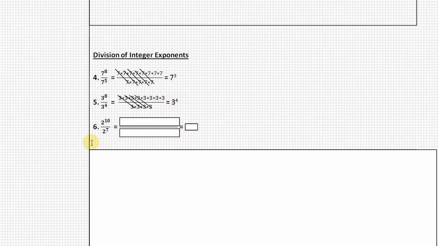Go ahead and try our final example. 2 to the 10th power divided by 2 to the 7th power. 2 to the 10th power is going to expand to be 2 times itself 10 times. And 2 to the 7th power is going to expand out to be 2 times itself 7 times. And once we expand it out, we can start to say, well, this 2 divided by 2 is 1, so that would cancel. And see how many times we can cancel.